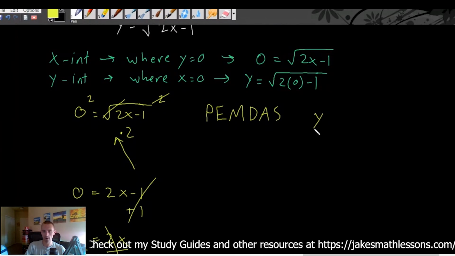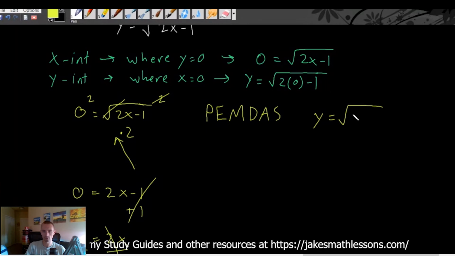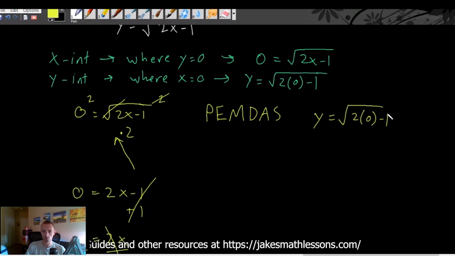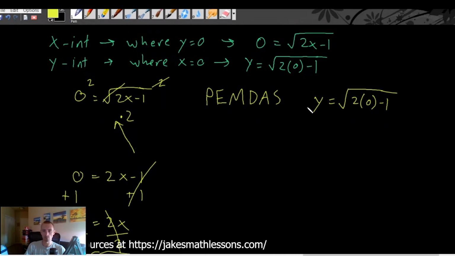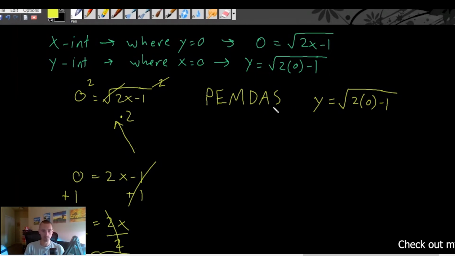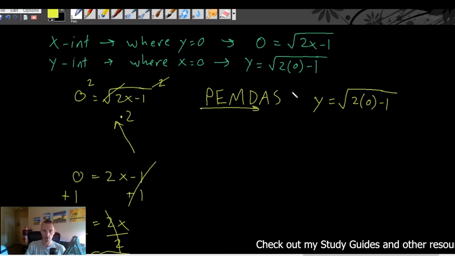So we have y equals the square root of 2 times 0 minus 1. So in this case, we already have the thing we're trying to solve for isolated. It's already by itself on one side of the equation. So what that means is to solve for this, we would actually just follow PEMDAS in the correct order. Parenthesis, exponent, multiplication, division, addition, subtraction.